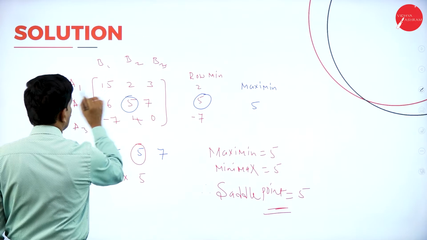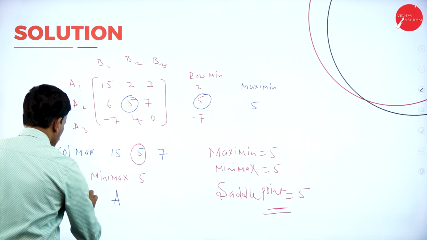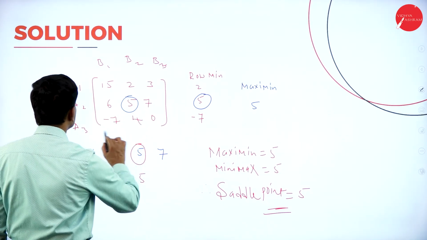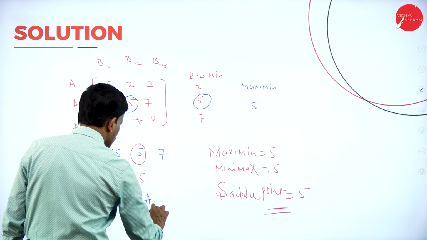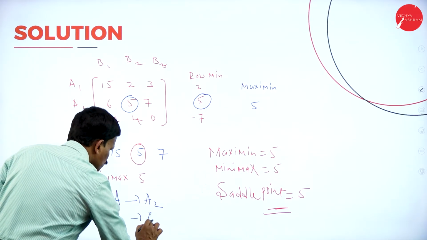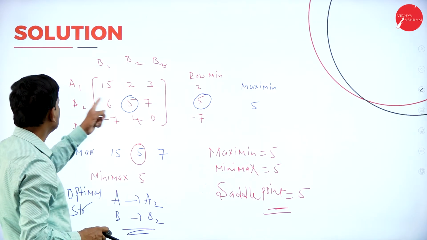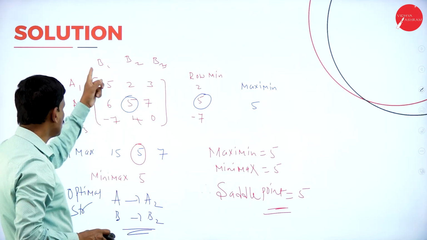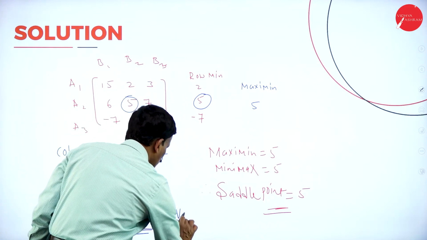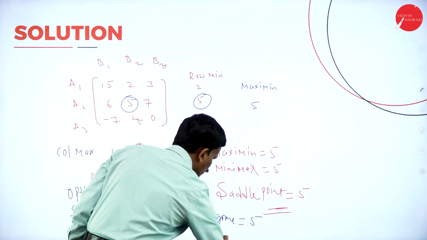Therefore, the optimal strategy for player A is A2, and similarly the optimal strategy for B is B2. These are the optimal strategies. The optimal strategy for player A is A2 and for player B is B2, and the value of the game is equal to 5. That's it.